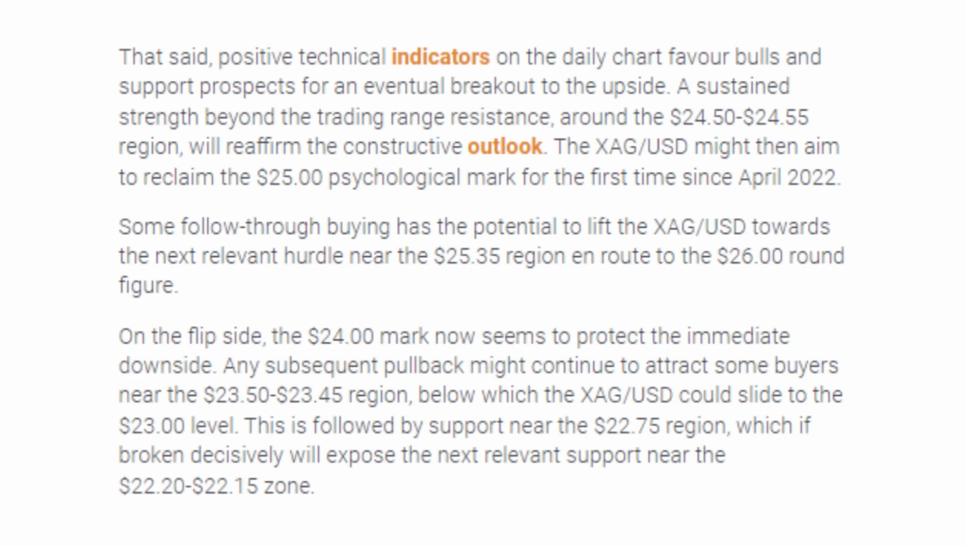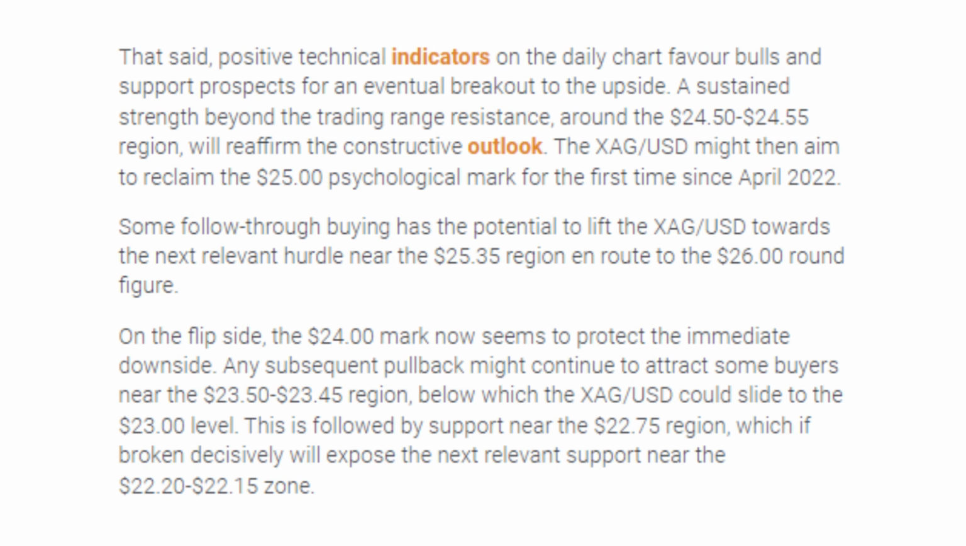That said, positive technical indicators on the daily chart favor bulls and support prospects for an eventual breakout to the upside. A sustained strength beyond the trading range resistance, around the $24.50 to $24.55 region, will reaffirm the constructive outlook. The XAG/USD might then aim to reclaim the $25 psychological mark for the first time since April 2022.